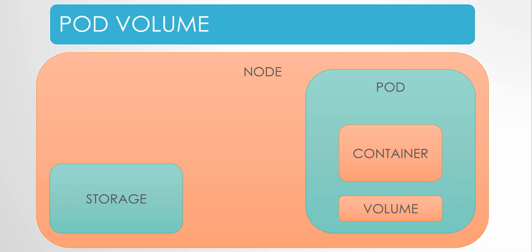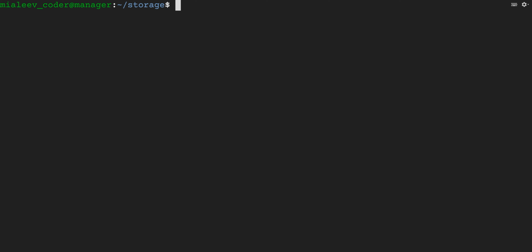From the CKAD exam point of view, we need to know two types of pod volume types. One is emptyDir and the other is hostPath. emptyDir is mostly used in a multi-container pod where we need to communicate from one container to the other container. And hostPath is where we create a folder inside the node and link that folder to the container. Now let's see how these two types of volumes are created in Kubernetes.